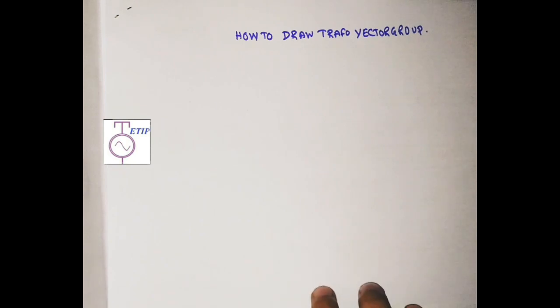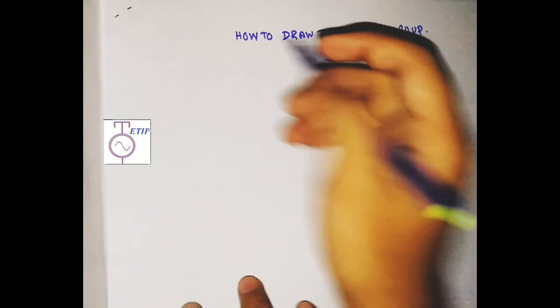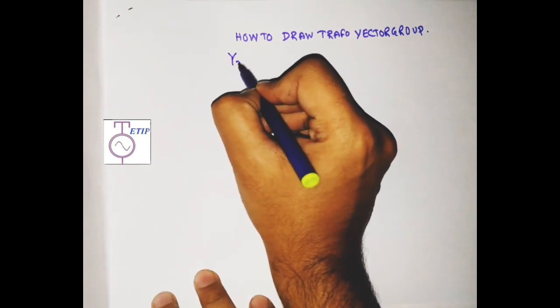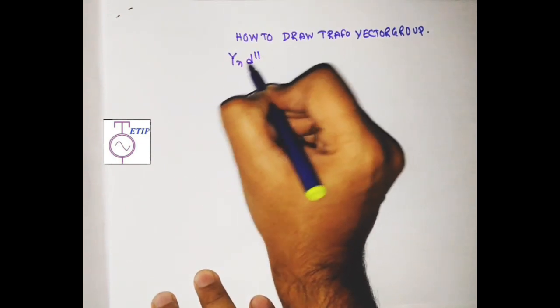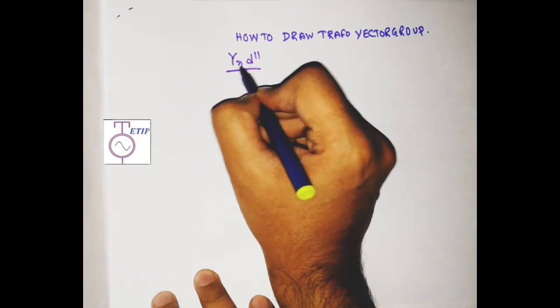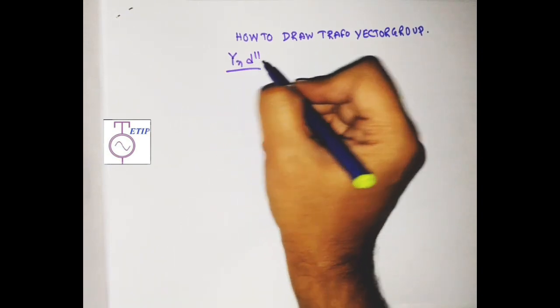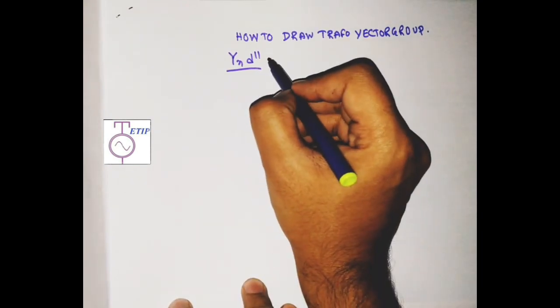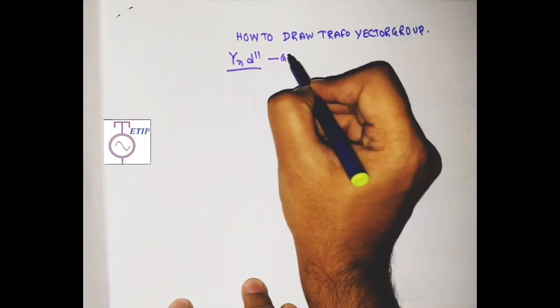So now we will check with another example of YND11. Its high voltage side is star and secondary side is delta. This is quite often used as a generator transformer.